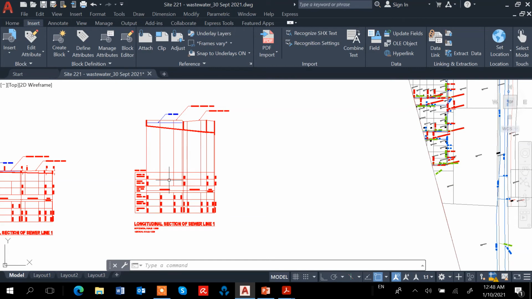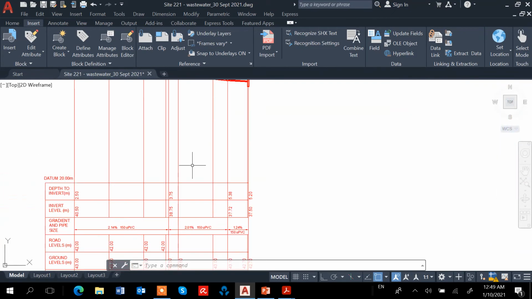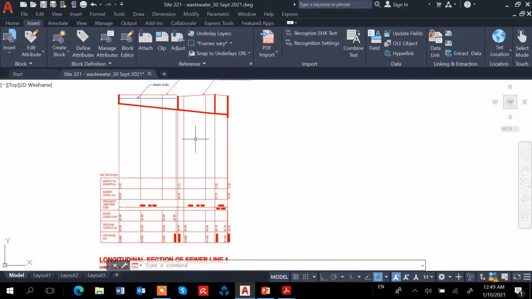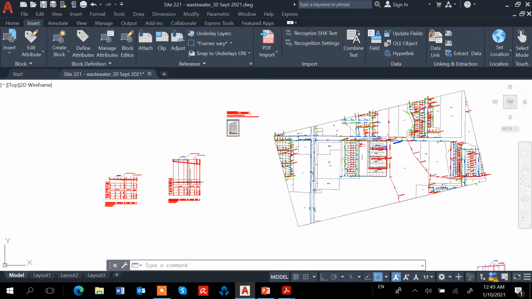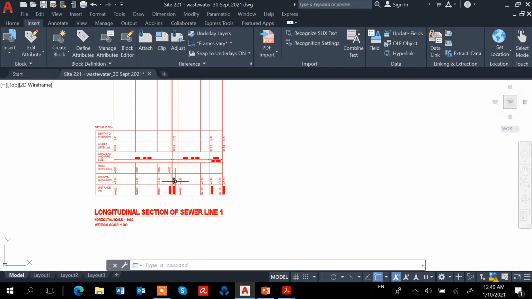That means this is 5 times bigger, so 1 in 200. Okay, so the horizontal scale is 1 in 1,000. The vertical scale needs to be 5 times more, so that means 1 to 200.